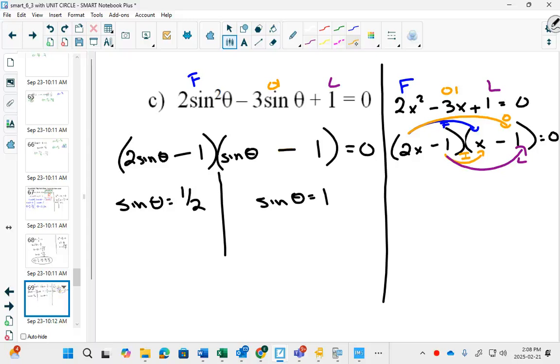Is that on our pie plate? Yes. What family? Pi over 6, because that's one I have memorized. What quadrants? It's positive, so quadrant 1 and quadrant 2. Sine theta is my y coordinate. And what I have that as an axis family. That happens at pi over 2.